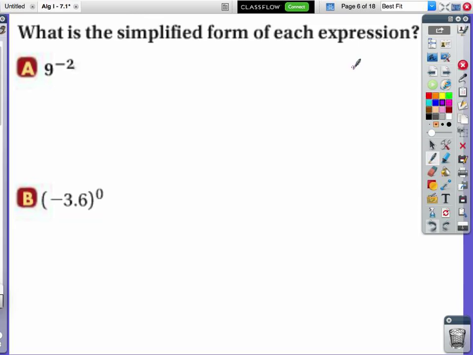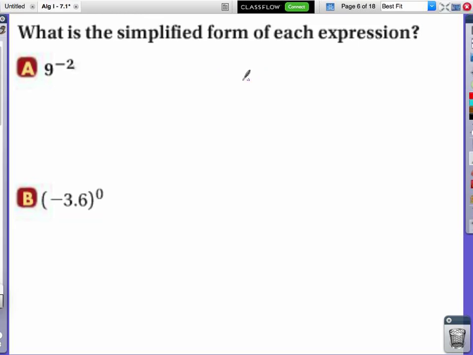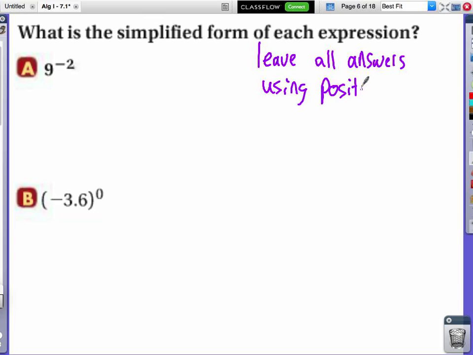Okay, simplify each of these, and on our assignment today, we are going to leave all answers using positive exponents. So I don't want any decimals. You're not going to use your calculators. You don't just plug this into your calculator and write the decimal.